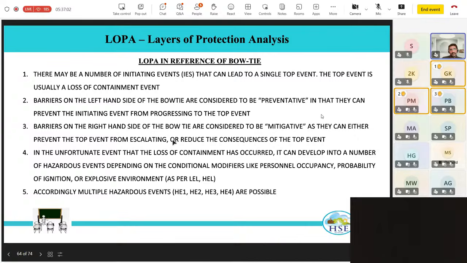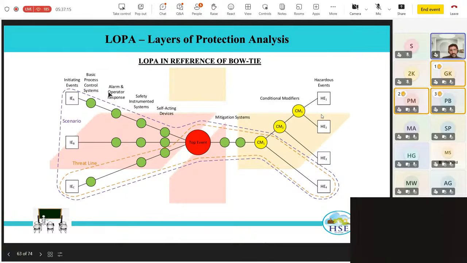Next, in the unfortunate event that loss of containment has occurred, it can develop into a number of hazardous events depending upon the conditional modifiers, like personnel occupancy, probability of ignition, or explosion, as per LOPA. So that is what we are saying. In spite of all these protective safeguards, there could still be certain scenarios or events which can still occur as a top event, whereby you provide adequate mitigative safeguards, and their impact is evaluated or reduced based on these conditional modifiers.